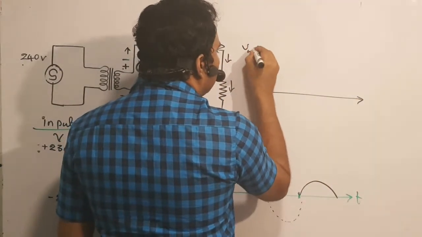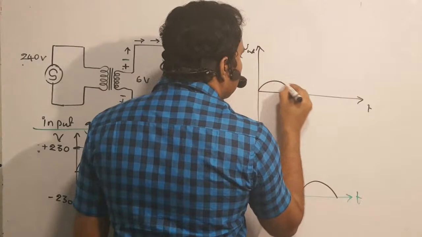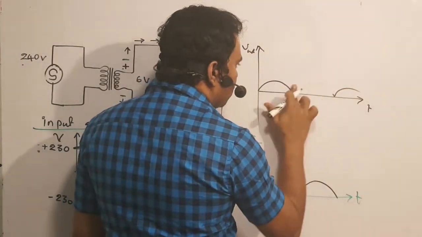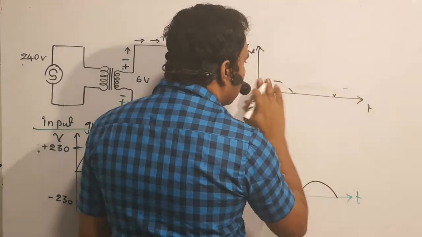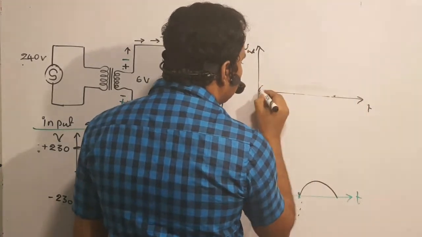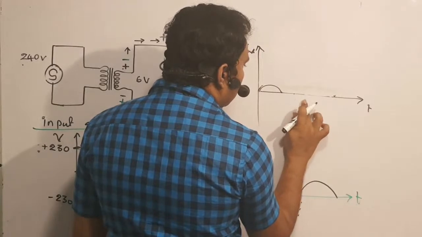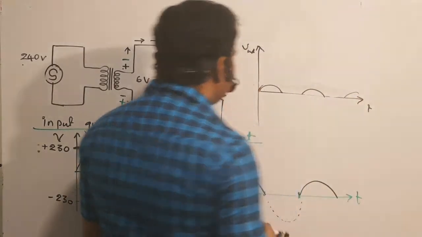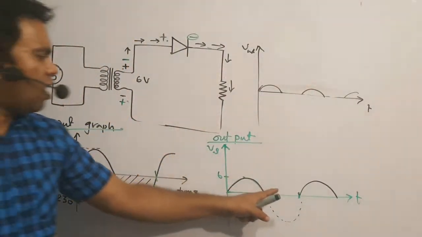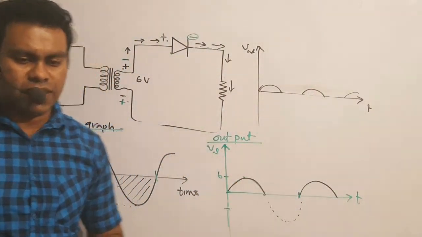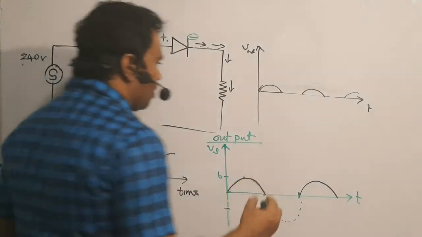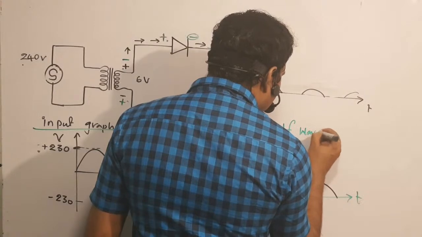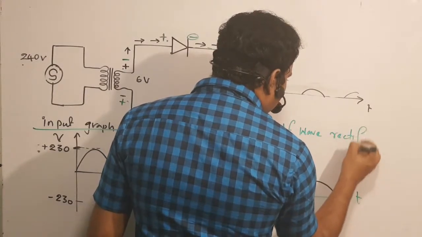Okay, V out. If we draw it smaller like this, no reverse current, only forward current. So this is known as half wave rectification. So that's known as half wave rectification.